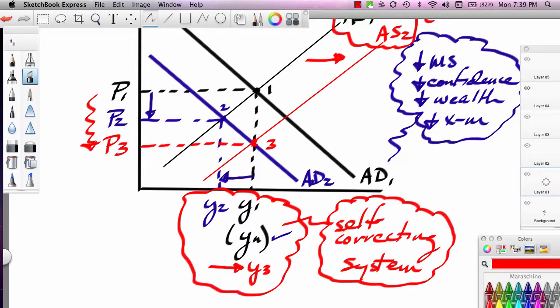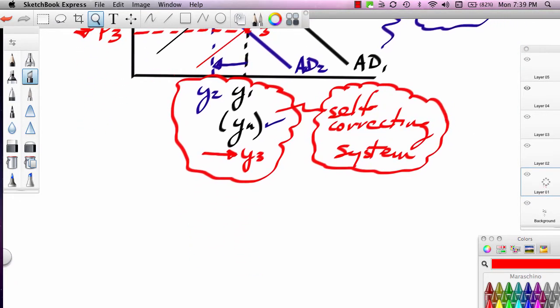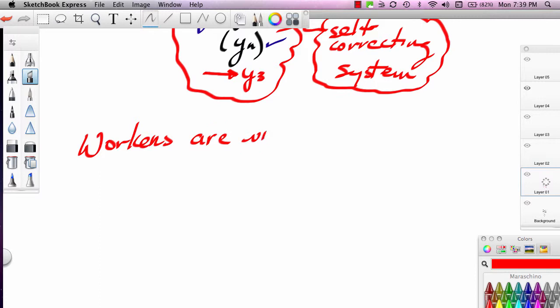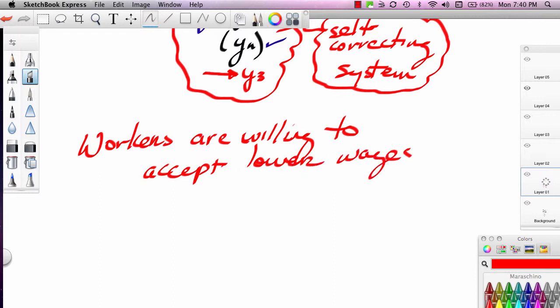And this is the idea. So again, the major idea you want to pull from this is not only are prices flexible, but what we see here in this case is wage flexibility. And this is going to be a key idea, that workers are willing to accept lower wages when faced with layoffs.